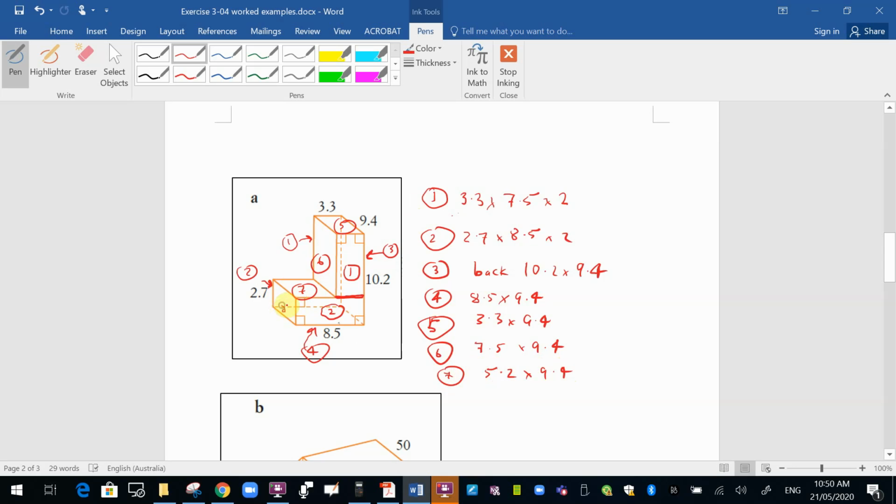And across this way, that's 9.4. And shape number eight is this one. That's 2.7 times 9.4. So all you do is, on a calculator, do all the calculations, you'll get an answer for each one of those. And then when you get all the answers, you just add them all up. And that'll be the surface area for this one.